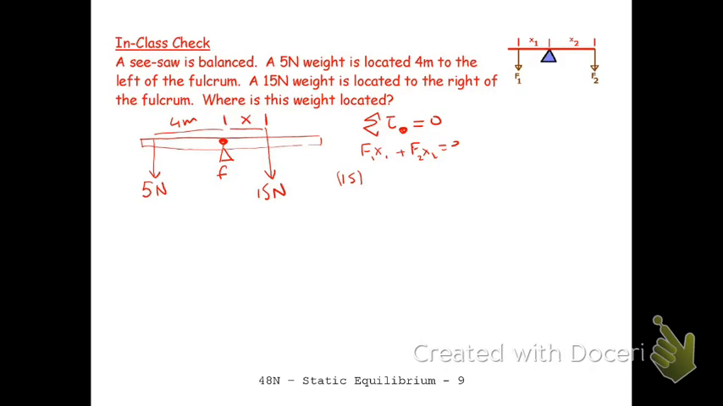So we're going to do this. We're going to go 5 times 4, and then over here we have 15 times x. Looking at this 5 times 4, it's very simple. It's going to go in a counterclockwise direction, so that's going to be positive. And then we add to it this one, going in a clockwise direction. That's negative, and that sums to 0.